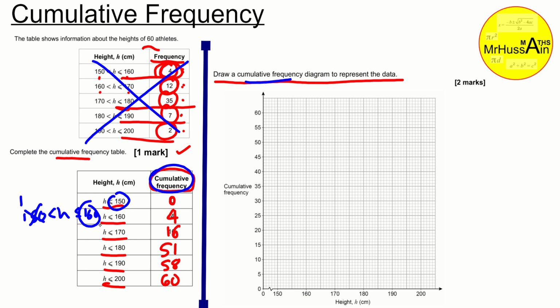So our first point will be 160 and 4. If the next was between, say, 160 and 170, you would plot the upper point, which would be 170 and 16. If the next one was between 170 and 180, you would plot against the upper point, which is 180 and 51.